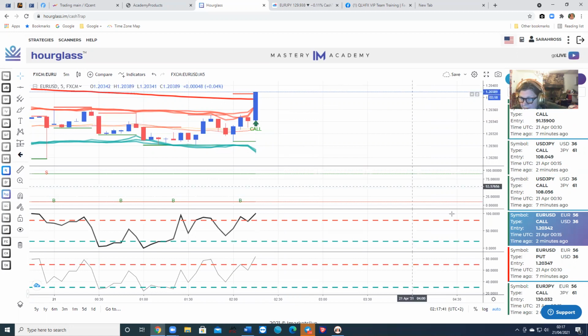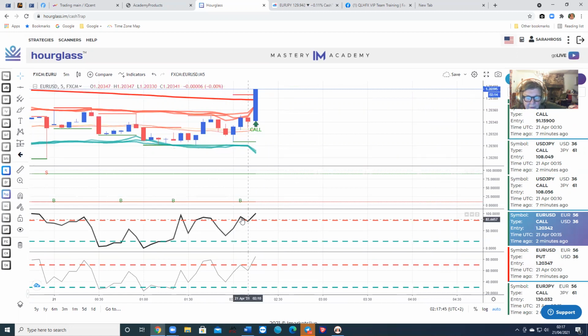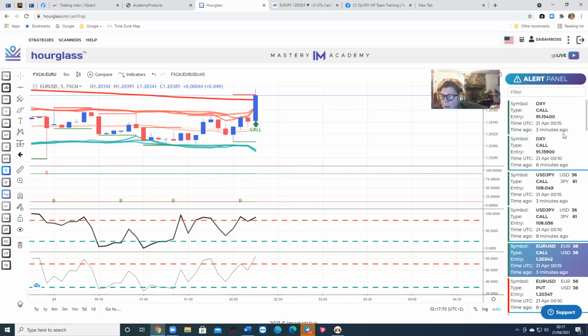It's paying out at 73%. It called a put before there, and it has crossed up on both. Very big, strong candle up. So the DXY, now the DXY is also saying a call. So we've got the euro at 56, the dollar at 36.